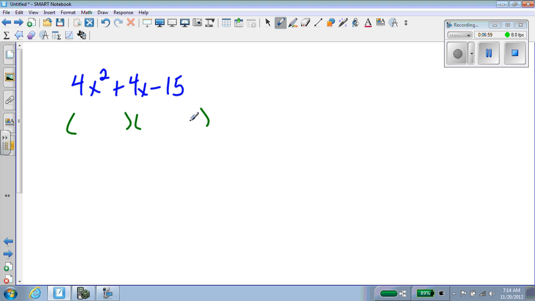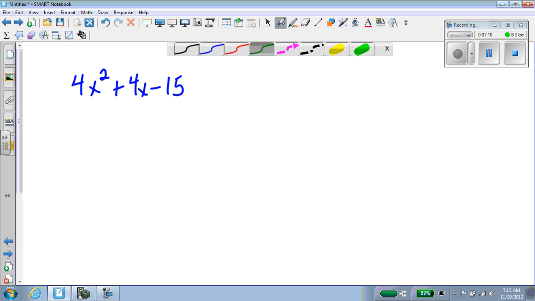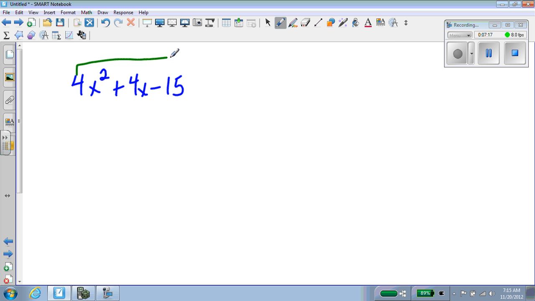If you're really good at the guess and check strategy, go for it. Use guess and check. If you're not good at the guess and check strategy, I'm going to suggest perhaps doing it by grouping. But first we have to create a 4-term polynomial. So we're going to do that by multiplying 4 times negative 15, which would be negative 60. And now we're going to look at factors of negative 60 to see if any of them add up to 4. Okay, so I want it to be a positive 4.